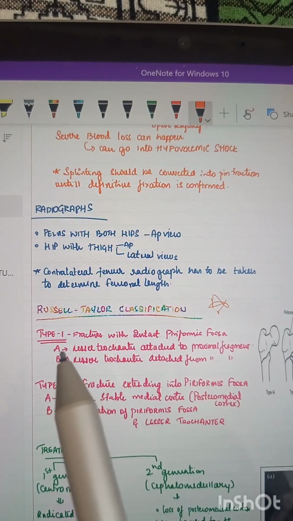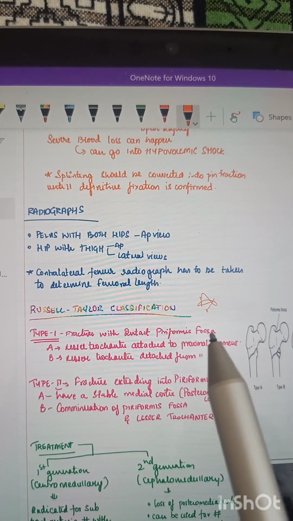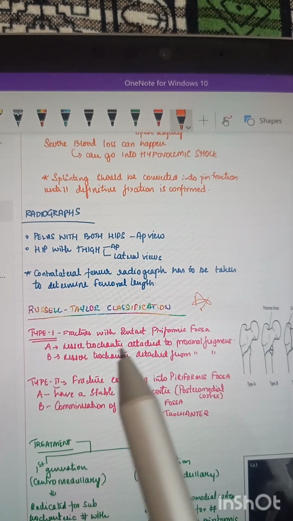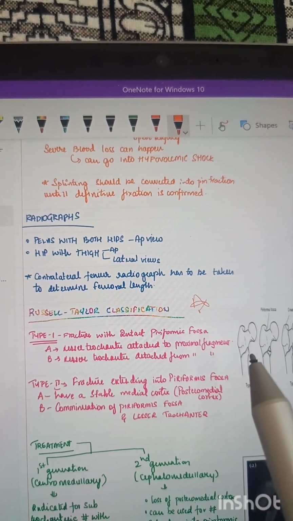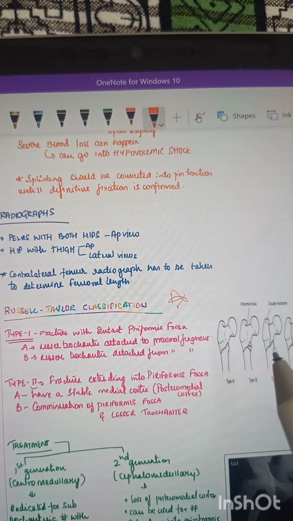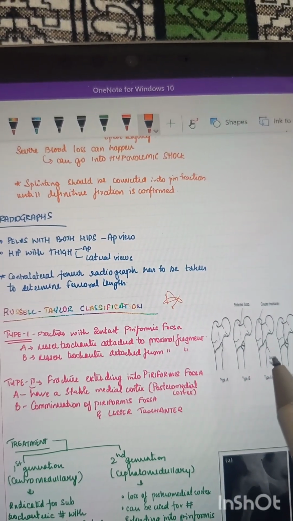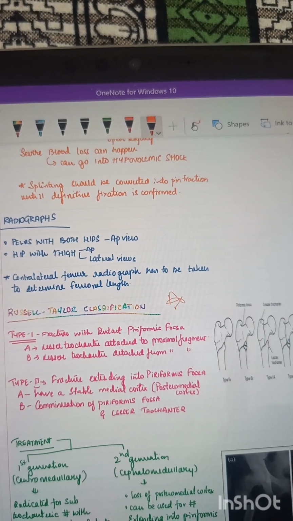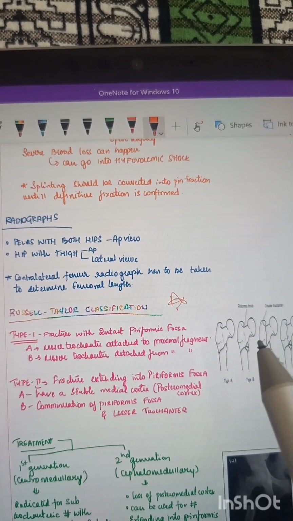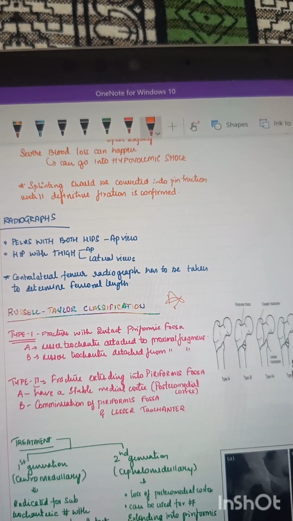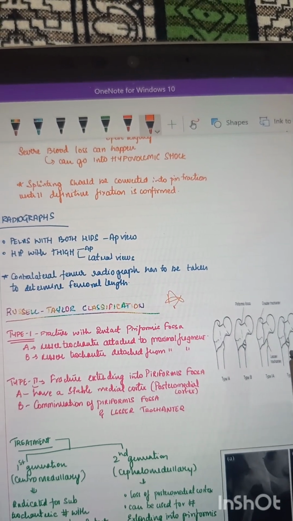So as we already read, type 1, a fracture with an intact piriformis fossa, is further divided into 1A and 1B. In 1A, the lesser trochanter is attached to the proximal fragment. In 1B, the lesser trochanter is detached from the proximal fragment. In type 2, the fracture extends into the piriformis fossa, and it is again divided into 2A and 2B. In 2A, there is a stable medial cortex. In 2B, comminution of the piriformis fossa and lesser trochanter is also seen.